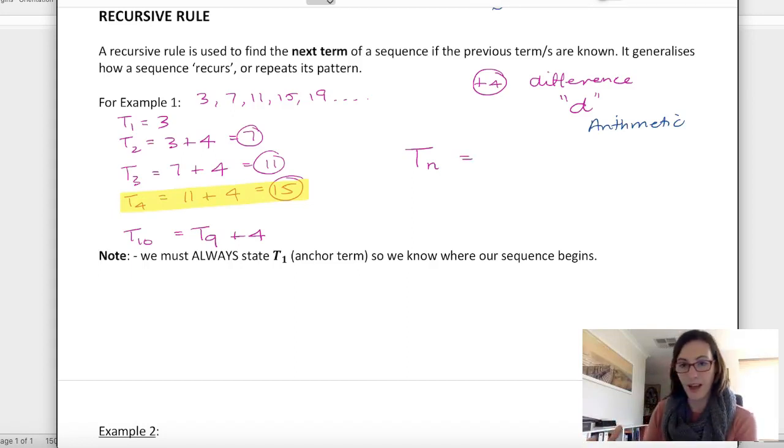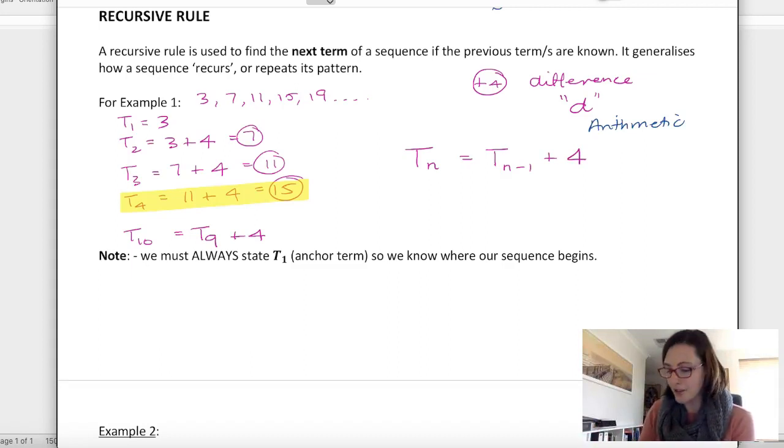If I was wanting to find term 4, I must know term 3, which is the term directly before it. So if I call the term Tn, the term directly before it would be Tn take 1. And I must then be able to add 4 to it. And what I formed is what we call a recursive rule.